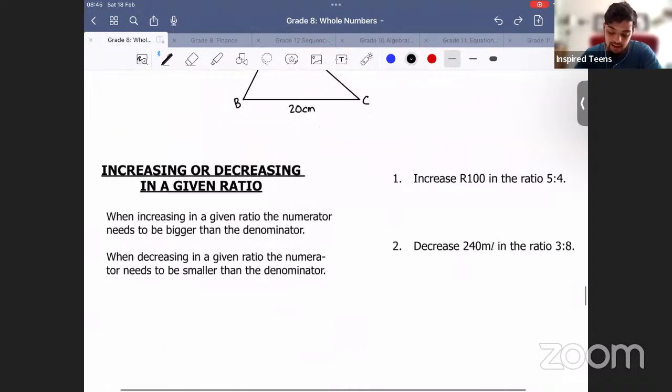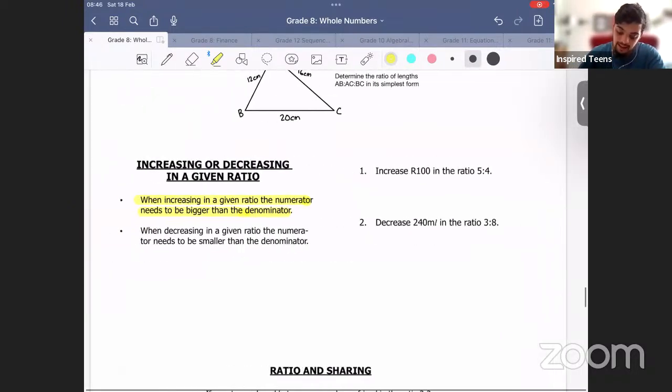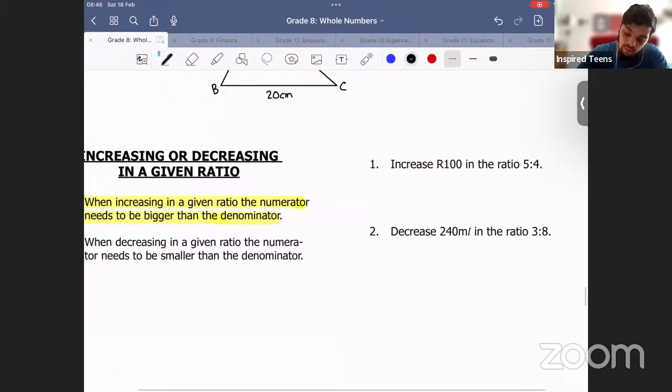Let's talk about increasing or decreasing a given ratio. The first thing states that when increasing in a given ratio, the numerator needs to be bigger than the denominator. So basically, you are always going to multiply by the ratio. That's one thing we need to know.